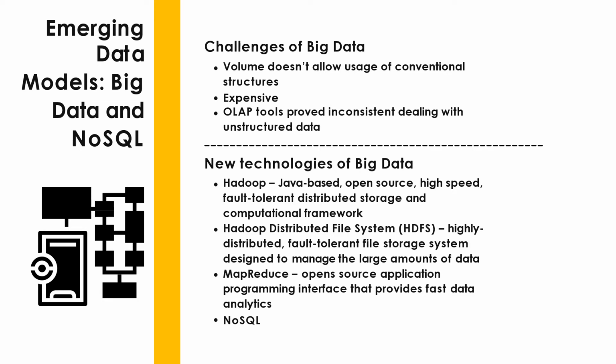Now, there are new technologies that were introduced over the years to handle big data. We have what we call Hadoop, which is a Java-based open-source, high-speed, fault-tolerant distributed storage and computational framework. We also have the Hadoop Distributed File System, or HDFS, which is a highly distributed, fault-tolerant file storage system designed to manage the large amounts of data. Also have MapReduce, which is an open source application programming interface that provides fast data analytics, and NoSQL.